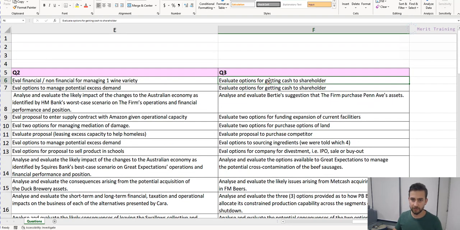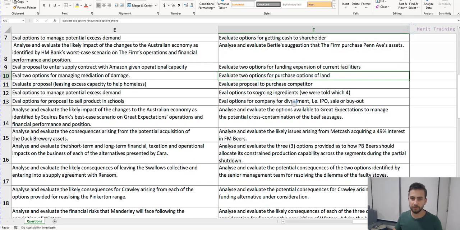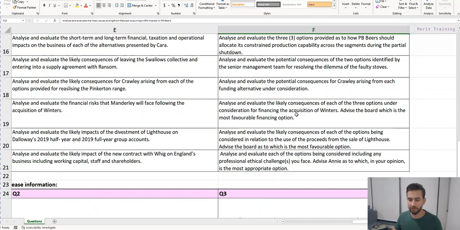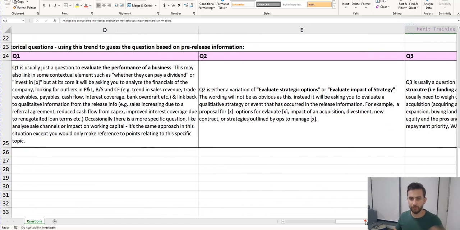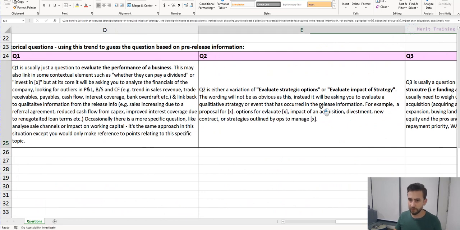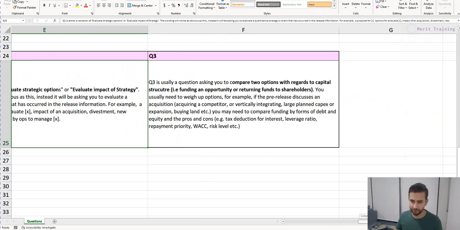Like, as you can see, these are about options getting cash to shareholders. What are the funding options for expanding facilities? Funding options for purchase of land. Funding options for divestment, IPO, buyout. It's all about these funding situations. So it's fairly straightforward when you think about it like this. Question 1 is going to be evaluate the business. Question 2 is going to be evaluate options or a strategy. And question 3 is evaluate funding, right?